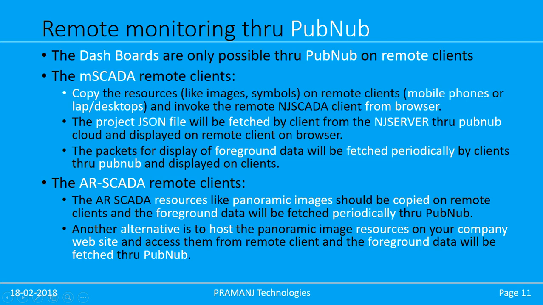Now, for AR-SCADA remote clients, the resources and artifacts of the panoramic images have to be copied onto the remote client, and the foreground data is displayed periodically through the PubNub cloud. Another alternative is to host the panoramic images and resources on your company website and then access those pages from any remote client, and the foreground data will be fetched from the NJ SCADA server using the PubNub cloud.